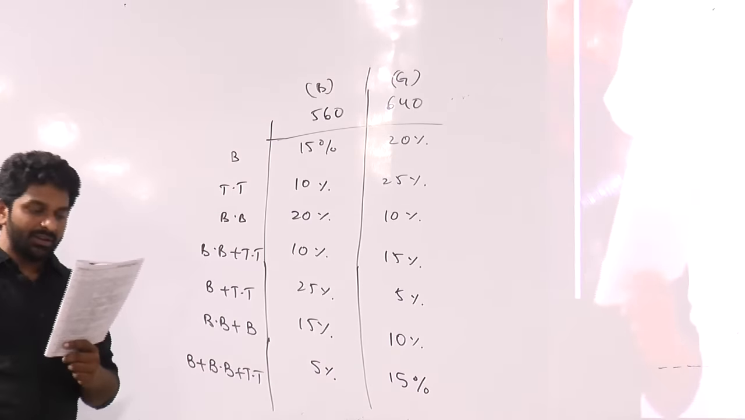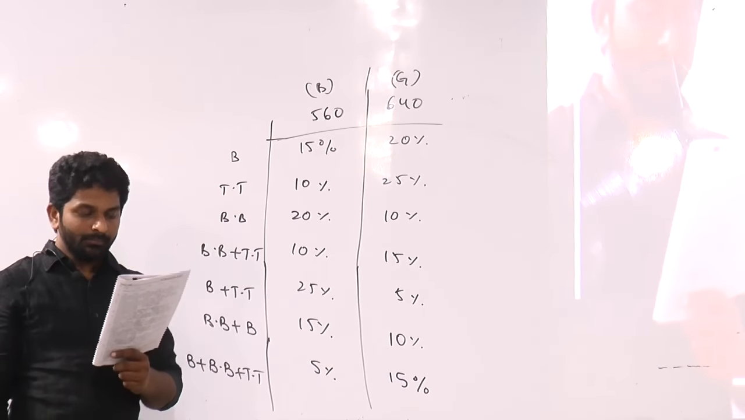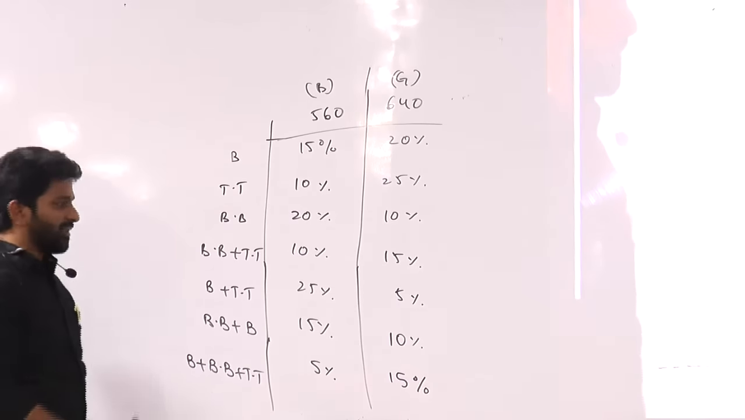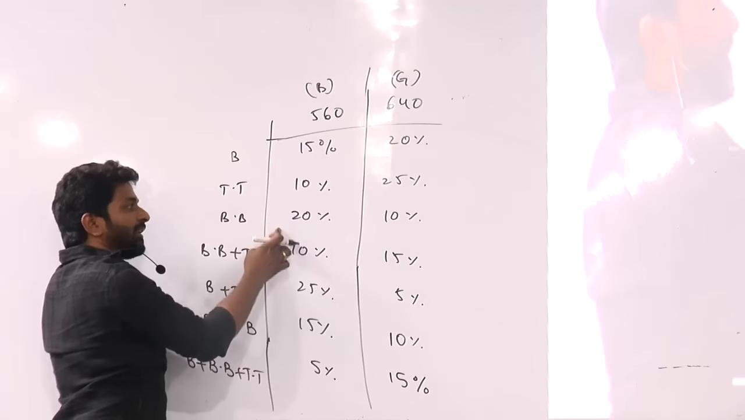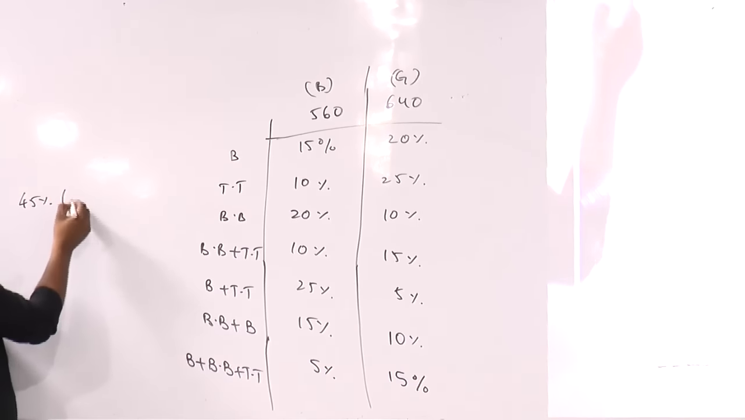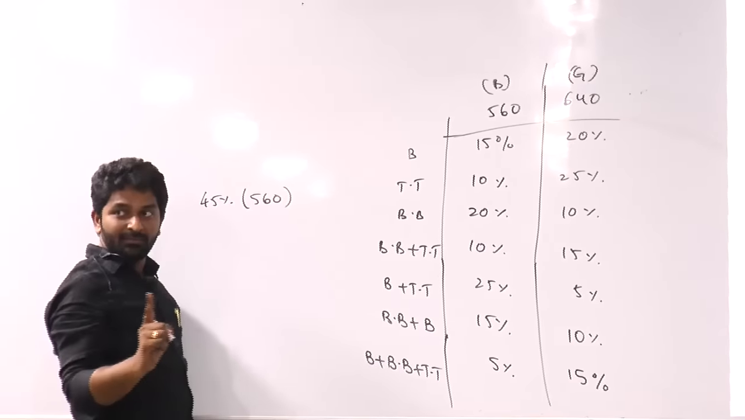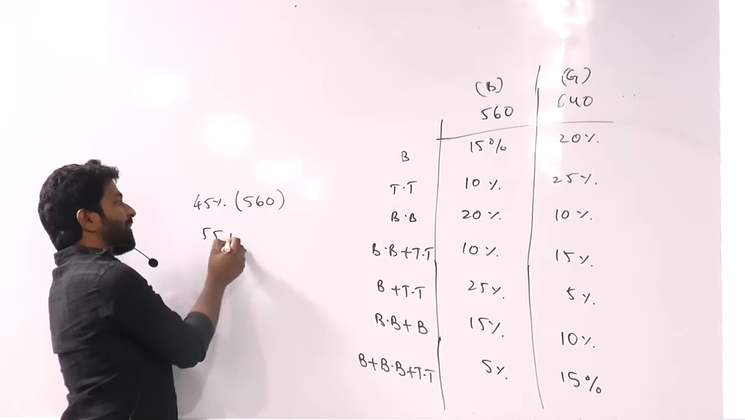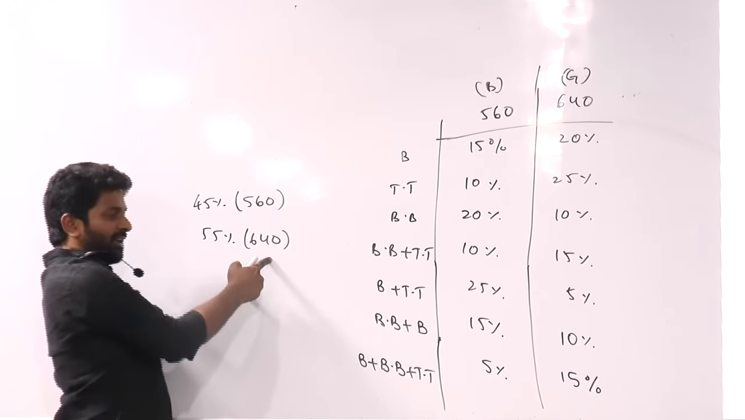What is the difference between number of boys playing only one of the 3 games and the number of girls playing one of the 3 games? One of the 3 games in the sense only one game. Total what percent of boys are here? 45% of 560. These are number of boys who play only one game. And about girls, 55% of 640.